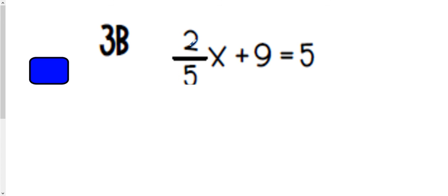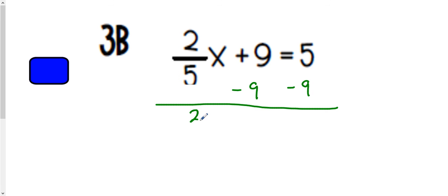All right, we have 2/5 x plus 9. Let's move the 9 by the subtraction property of equality. So we have 2/5 x. We need to make this into a 1, so we're going to multiply by the reciprocal. So 5 times 2 is 10, 2 times 5 is 10. 10 over 10 is 1.